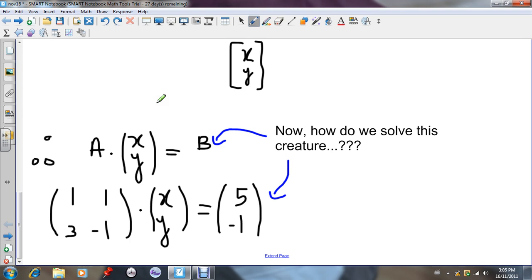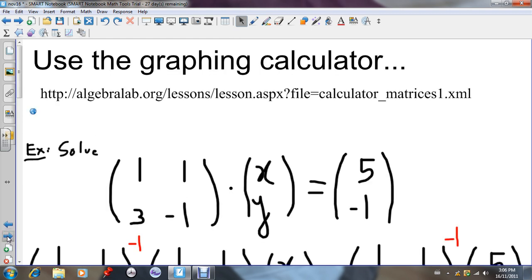Easy? Hope so. Now, here is the penultimate question, boys and girlies. How do we solve this creature? What do you think we do to solve this creature? Right on. Use graphing calculator. Don't try to solve this on your own, because you can't. I can't do it. Well, maybe you can. I don't know. Perhaps you can. Anyhow, let's see how this is done. Ready, set, boom. Use the graphing calculator.